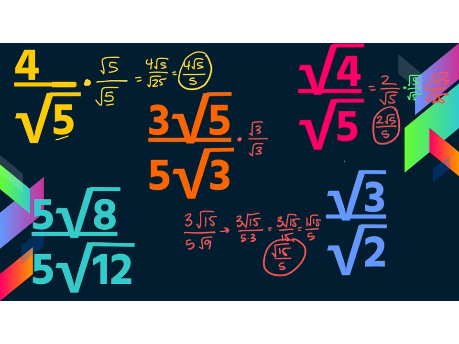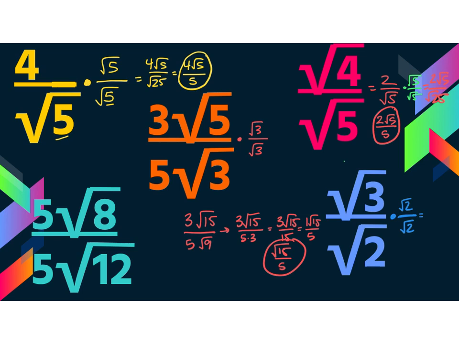All right, let's take a look at the square root of 3 over square root of 2. Again, I don't want that radical in the denominator, so I'm going to multiply by 1. And in this case, and in all these cases, we're using the radical that's in the denominator. We're being clever about how we multiply by 1. Square root of 2 over square root of 2.